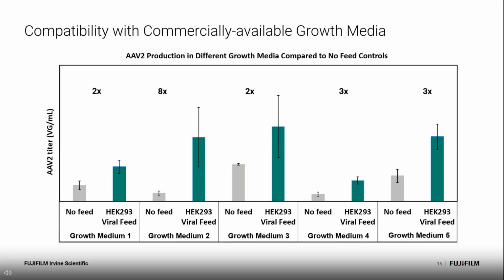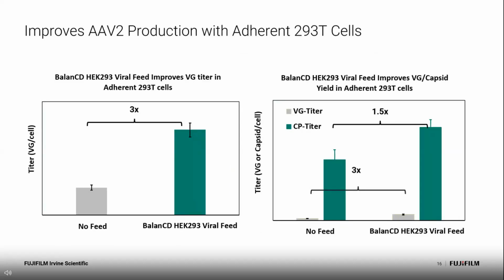We also received inquiries from some customers about the possibility of using the viral feed on adherent cell cultures because they prefer adherent cells for viral vector production for a number of reasons. Therefore, we tested adherent 293T cells for AAV2 production using the viral feed.